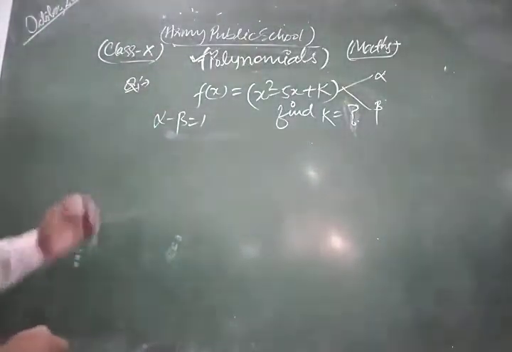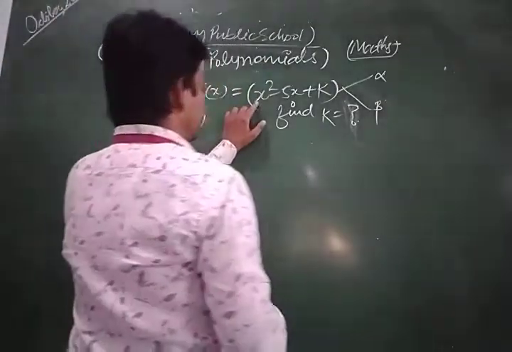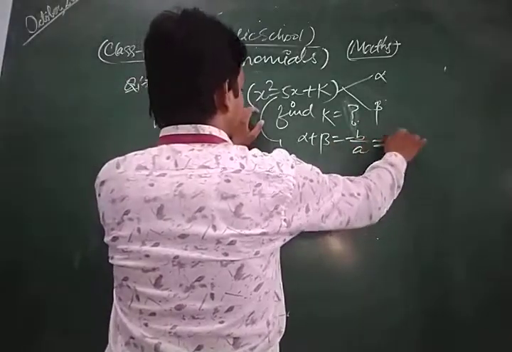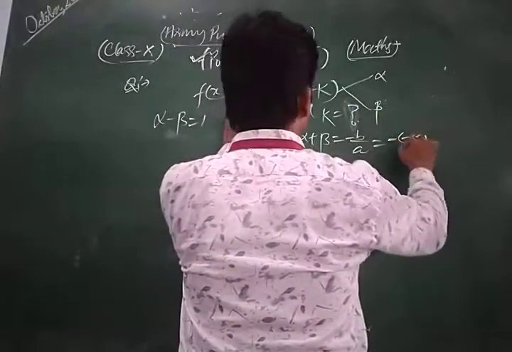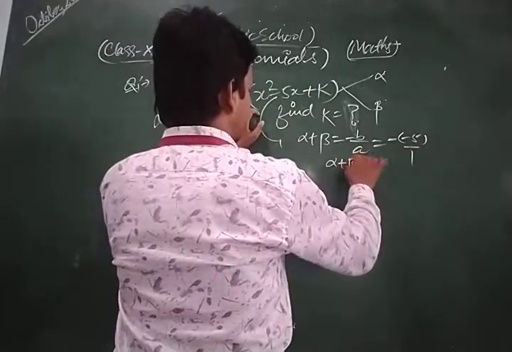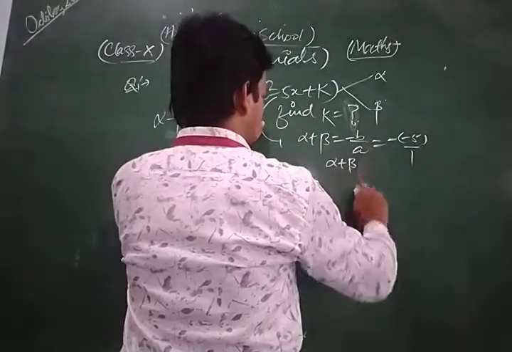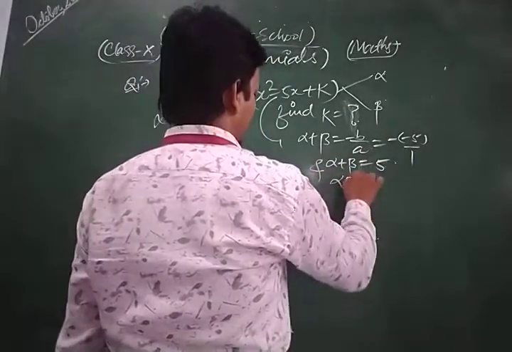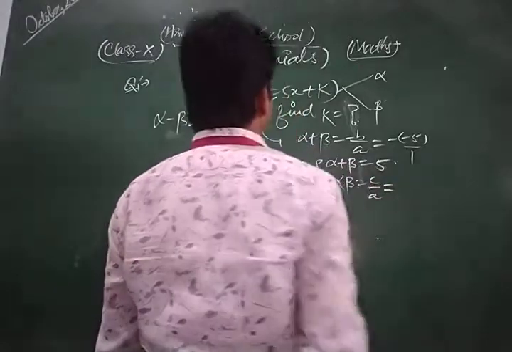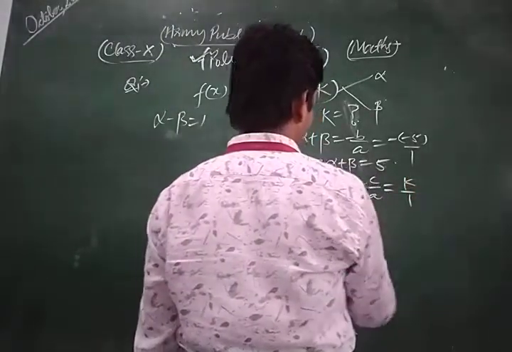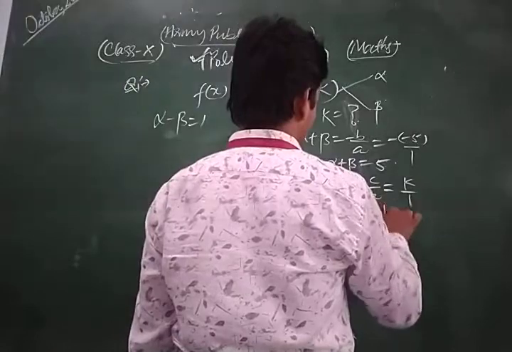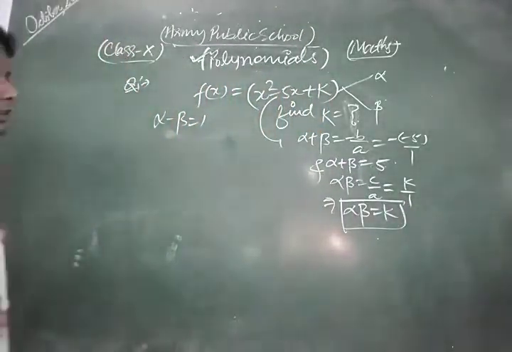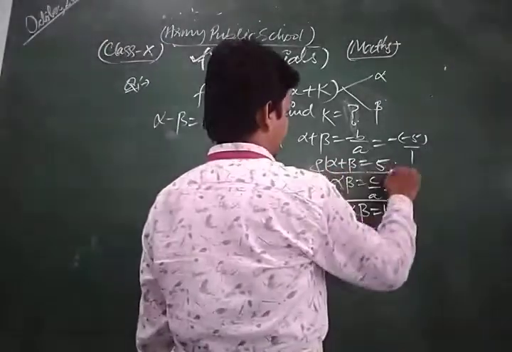The sum of zeros is −b/a, that is −(−5)/1, so the sum of zeros is +5. And the product of zeros is c/a, that is c upon 1, so alpha × beta = k, and alpha + beta = 5.